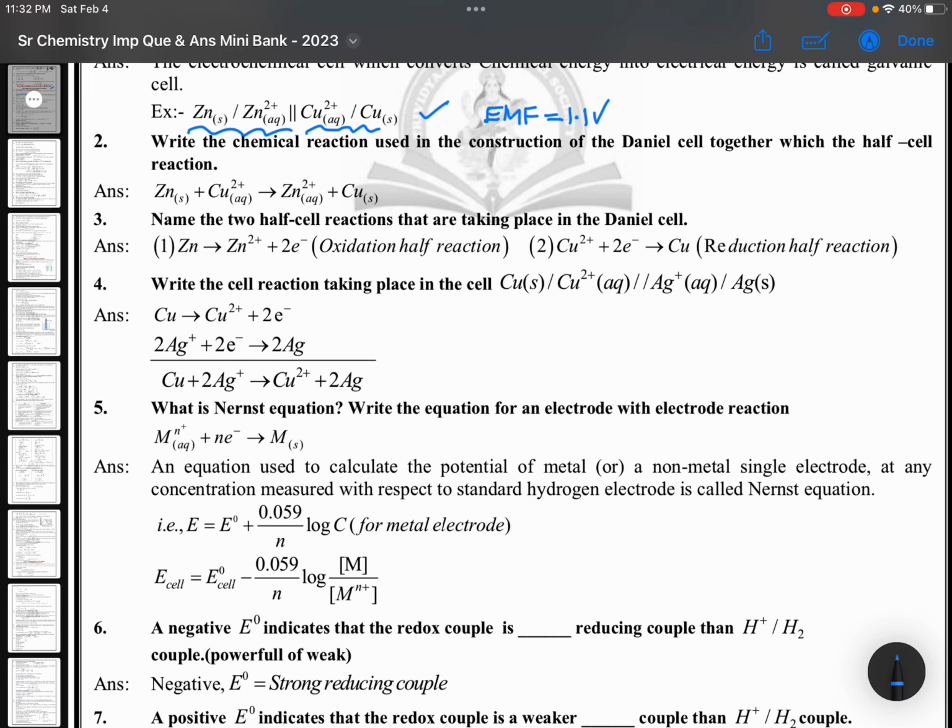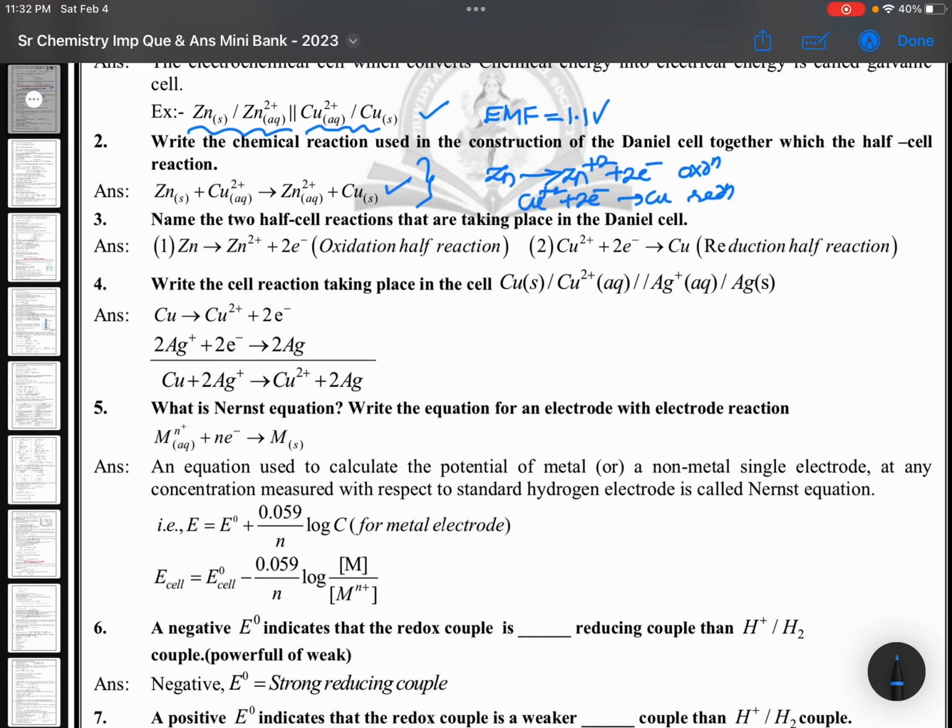Coming to the second question. Write the chemical reaction used in the construction of the Daniell cell together with the half cell reactions. See, the same Daniell cell. Here you write down Zn gives Zn2+ plus 2 electrons, it is oxidation. Cu2+ plus 2 electrons gives Cu, it is reduction. When you add these two, you will get the overall reaction. It is 2 marks, so you can write this single line equation also.